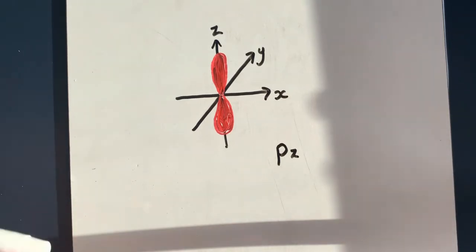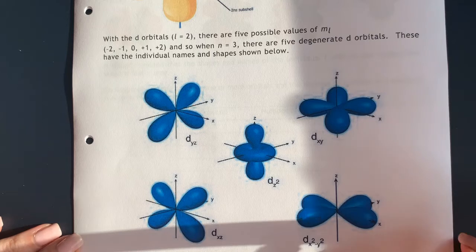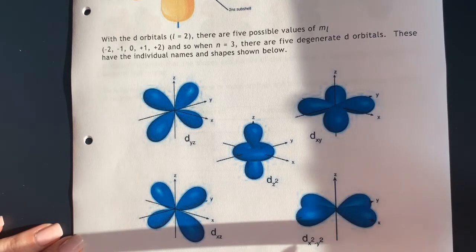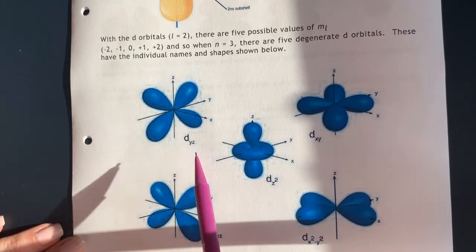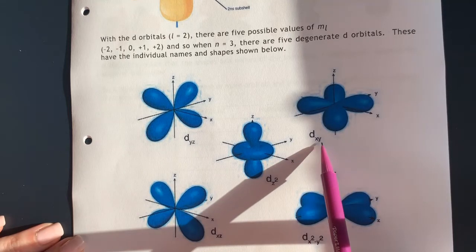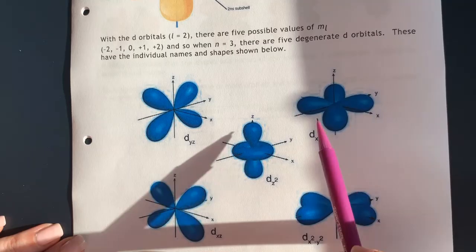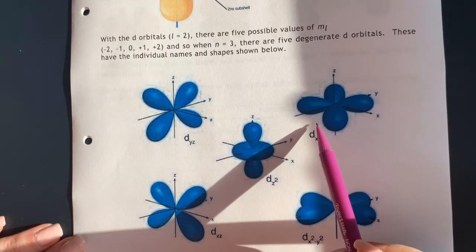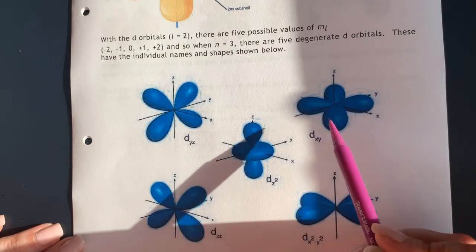The d orbitals are far more complicated. You'll not be asked to draw them. But what is important about them is that all the ones that have the two letters, the xz here, or the yz, or the xy, lie in between those axes. So not within them, but they're almost rotated to 45 degrees between the two axes.